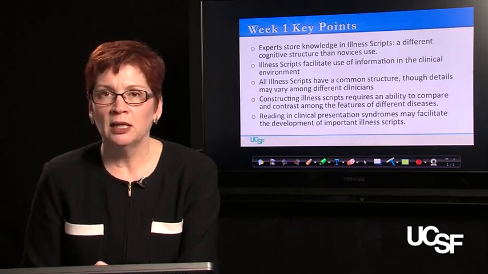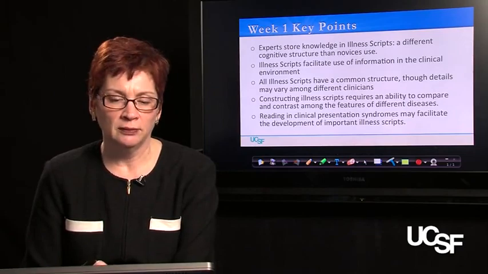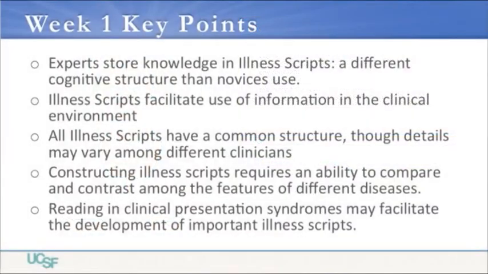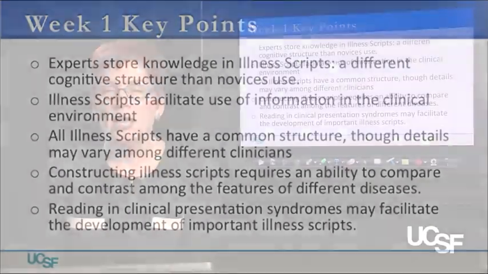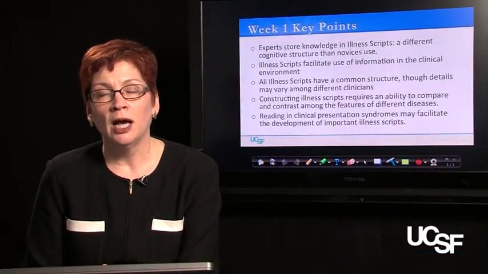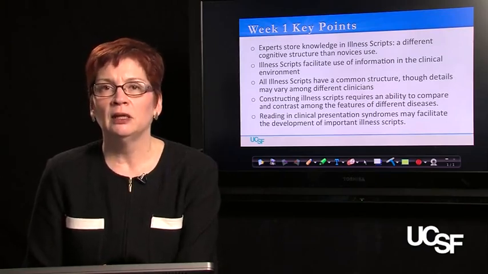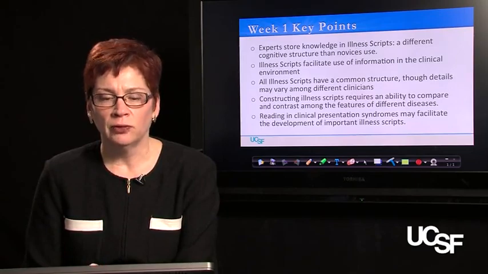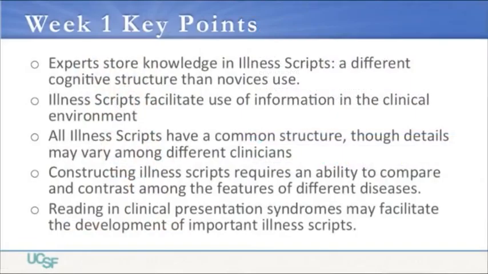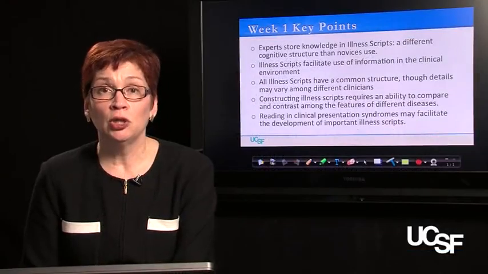So we're at the end of week 1, and I just want to summarize briefly the key points from week 1. First, experts store knowledge in illness scripts. This is a different cognitive structure than novices use, and it's a structure that many develop on their own, but that we can facilitate the development of through accurate reading and thoughtful use of frameworks. Number 2, illness scripts exist and are effective because they facilitate the use of information in the clinical environment. Number 3, all illness scripts have a common structure, although the details within those illness scripts may vary among different clinicians. And by now you should know that common structure.